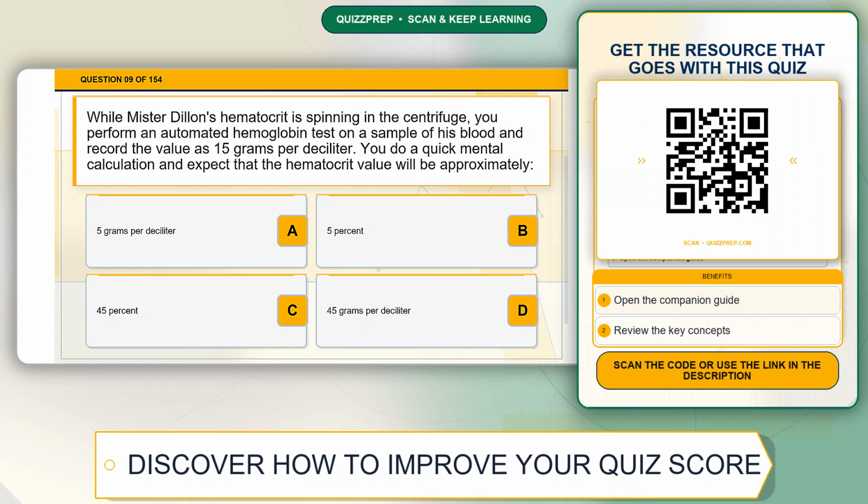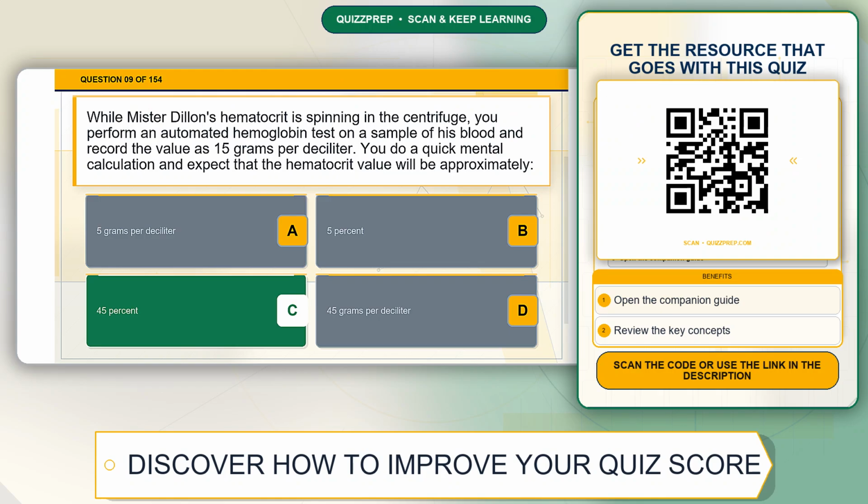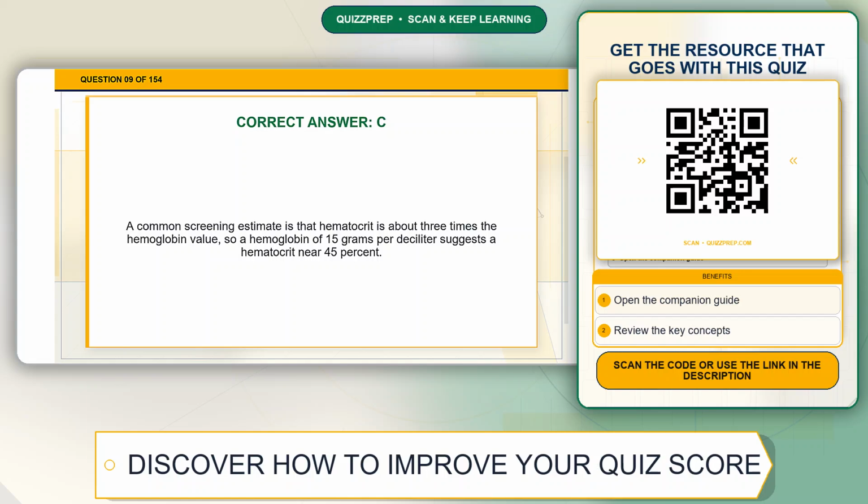Question 9. While Mr. Dillon's hematocrit is spinning in the centrifuge, you perform an automated hemoglobin test on a sample of his blood and record the value as 15 grams per deciliter. You do a quick mental calculation and expect that the hematocrit value will be approximately: Option A. 5 grams per deciliter. Option B. 5%. Option C. 45%. Option D. 45 grams per deciliter. The correct answer is option C. 45%. Explanation. A common screening estimate is that hematocrit is about 3 times the hemoglobin value, so a hemoglobin of 15 grams per deciliter suggests a hematocrit near 45%.